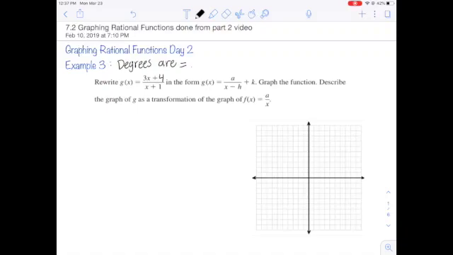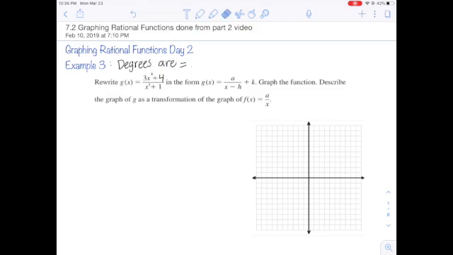Welcome back, everyone. This lesson continues off of the 7.2 video where we were graphing rational functions. The last video was in the form of our transformations, like g of x here, where the degree of the denominator is greater than the degree of the numerator. Today we're going to be talking about how to graph functions in the form of this g of x, where 3x plus 4 divided by x plus 1, where the degrees of the polynomials in the numerator and in the denominator are both equal.